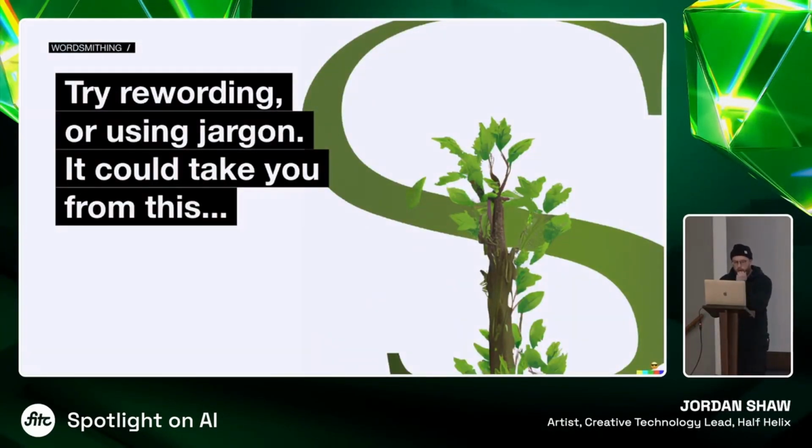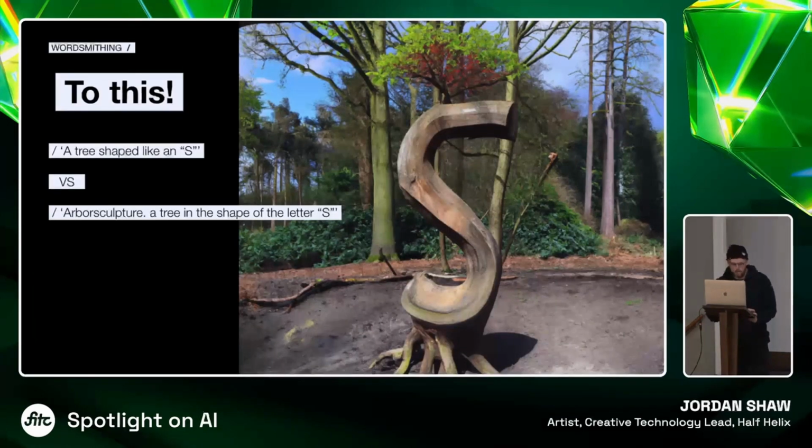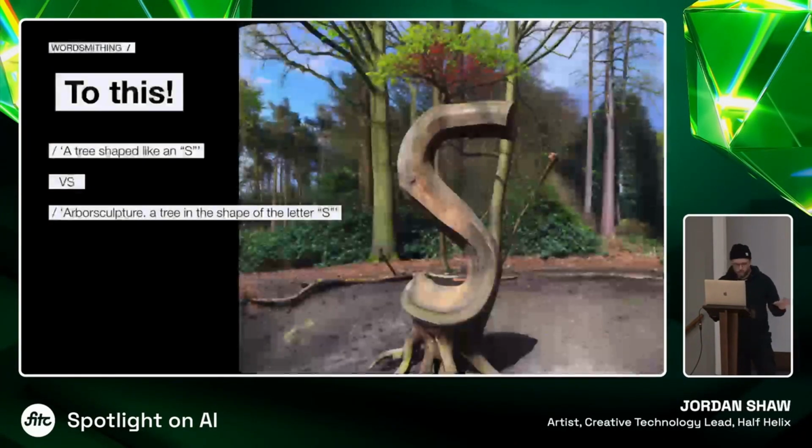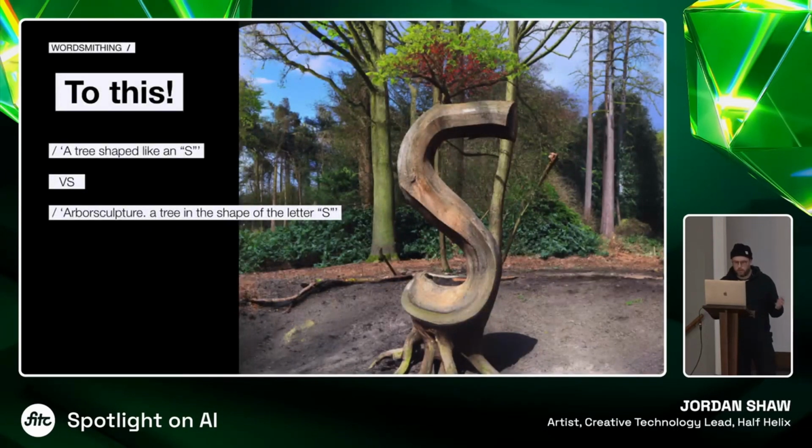So moving on, I wanted to give some examples of how jargon works really well. Rewording your prompt to use jargon, here's an example of trying to get a tree in the shape of an S, more or less, and you get something like this, which is funny knowing the prompt, but bad. It reminded me of a skill used in a very niche way of growing trees over a 40-year process to shape what the tree grows into, and it's typically used to create furniture.